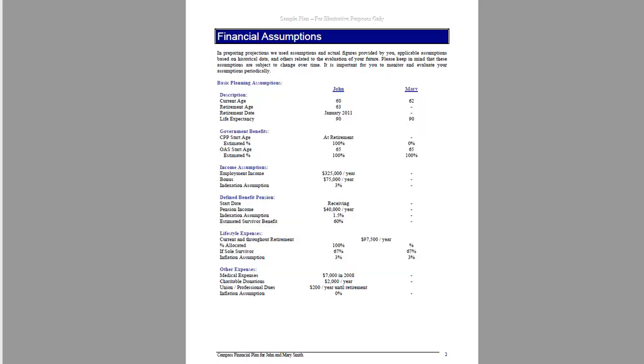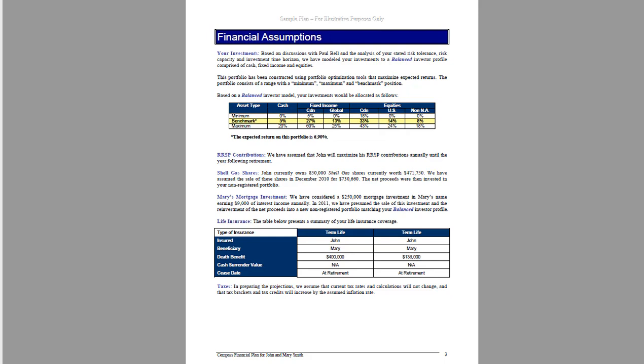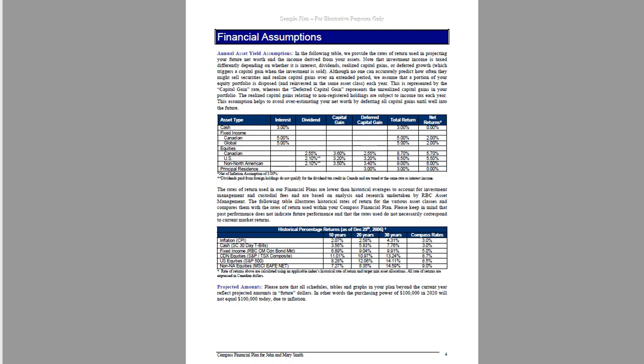Okay, so there's an introduction that has the goals and objectives of the client and some key findings, and then there are the financial assumptions: the age of the clients, the retirement age, government benefits, income assumptions, defined benefit pension assumptions, lifestyle expenses, other expenses, and then assumptions with regards to investments, what the returns are for Canadian equities, U.S. equities, perhaps fixed income. We've got some information about insurance, some asset types, allocation, and historical returns.